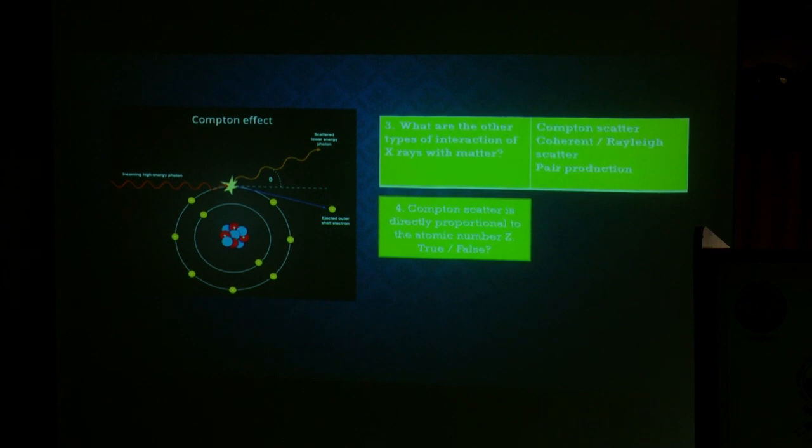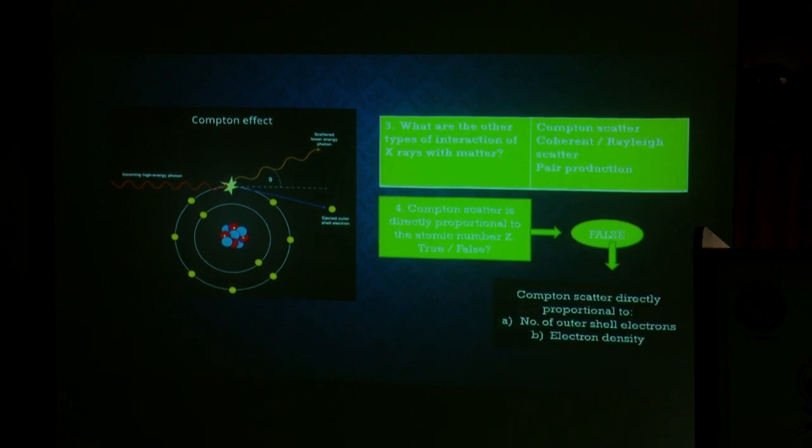True or false? False, because it is independent of atomic number. Only photoelectric effect is directly proportional to atomic number. Compton scatter is not related to atomic number in any way. So Compton scatter is directly proportional to the number of outer shell electrons and electron density, not to atomic number.